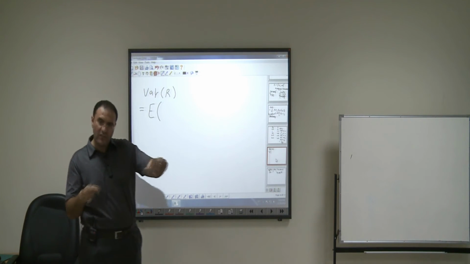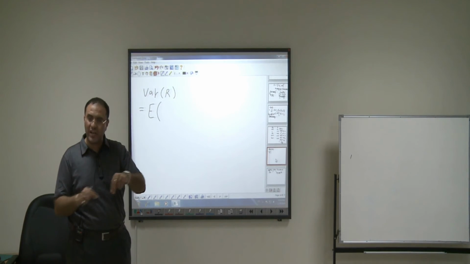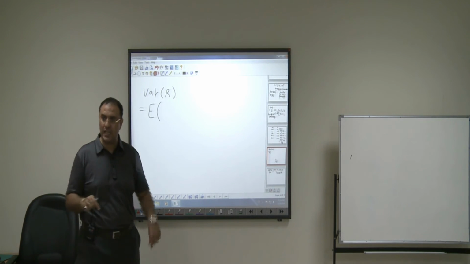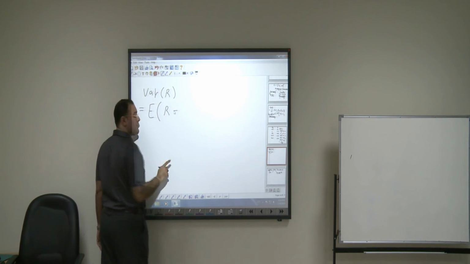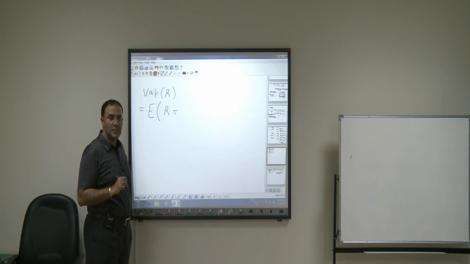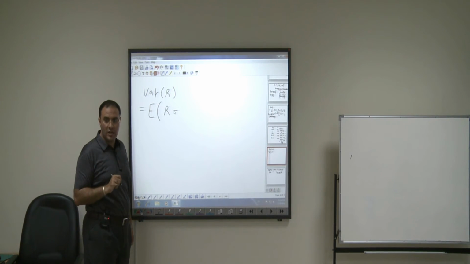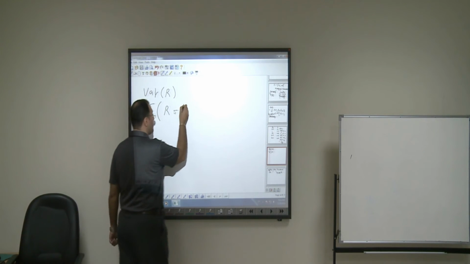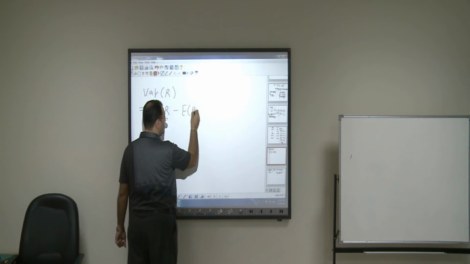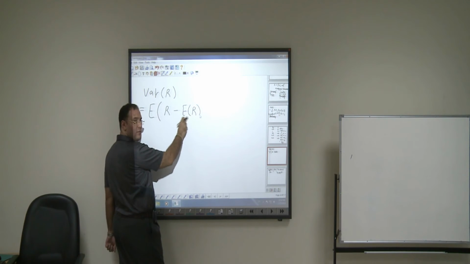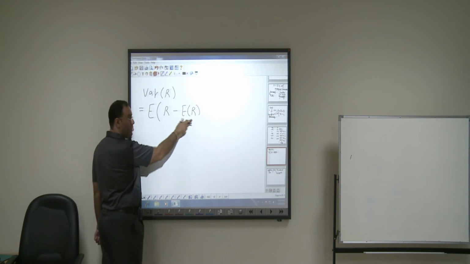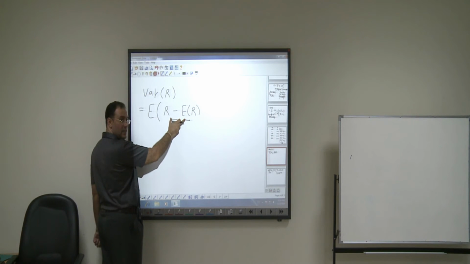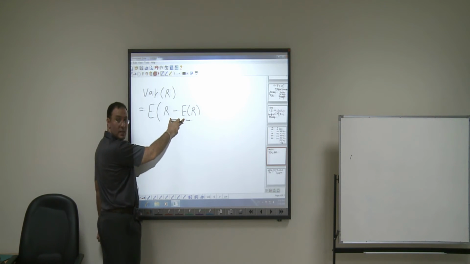So our distance is going to be benchmarked against that most likely outcome. Therefore, this is going to be my distance: R minus the most likely outcome. How did I call it? The expected value of R. So what's the expected value of R? This is the most likely outcome. And R minus the most likely outcome is how far. It's a distance. You got it?